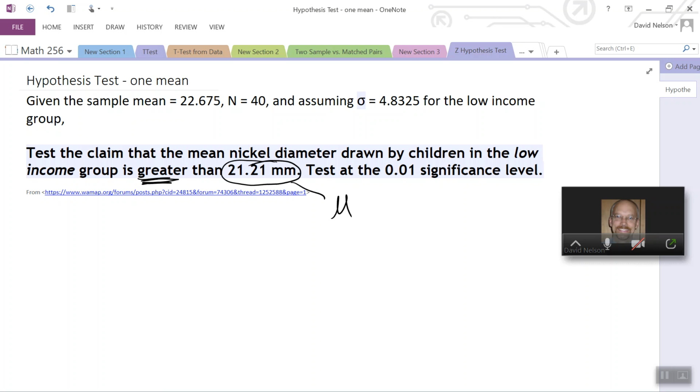We're going to assume that the mean of the population is 22.21, that the average diameter of a nickel, when told to draw a life-size picture of a nickel just from memory, is a circle that has a diameter of 21.21 millimeters for all children. We've got a group of children that are lower income, and we're wondering if there's a significant difference between the diameter they draw, if their sample picture has a diameter that's significantly larger than the rest of the population. And we assume that we know the standard deviation of the population. The standard deviation of all nickels drawn by all kids is 0.48325 millimeters.